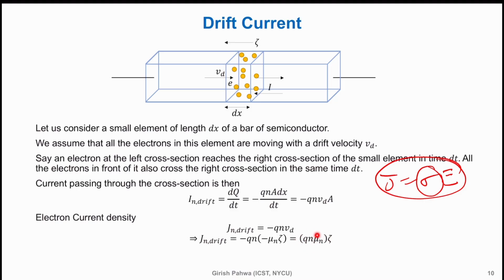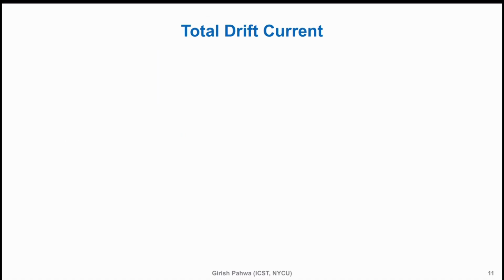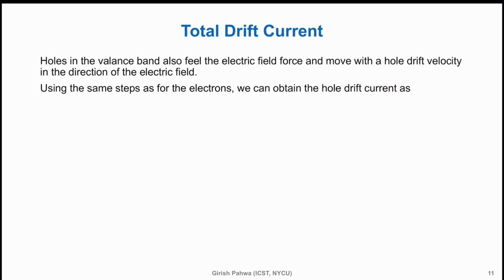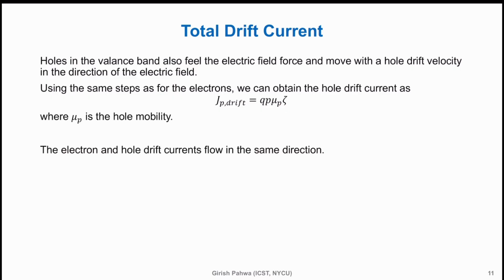This is the conductivity only because of the electrons, because I'm only talking about the electron movement. There can be some conductivity contribution coming from the holes. The total conductivity will be the sum of the two. So the total drift current, as I said, will include a drift current because of the holes, J_p drift, which is q into p into mu_p into E. Mu_p is the hole mobility here.